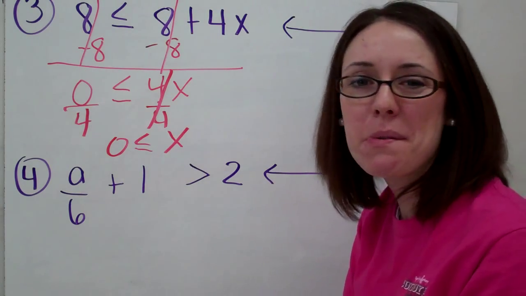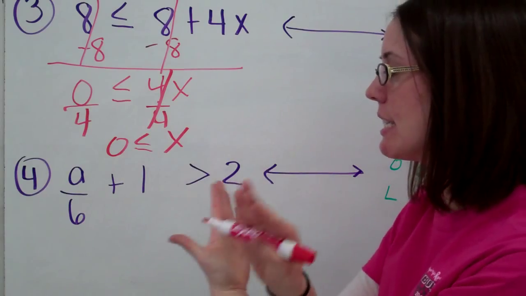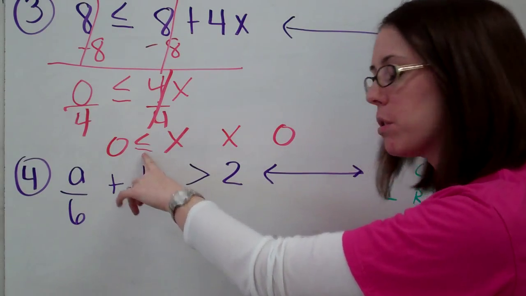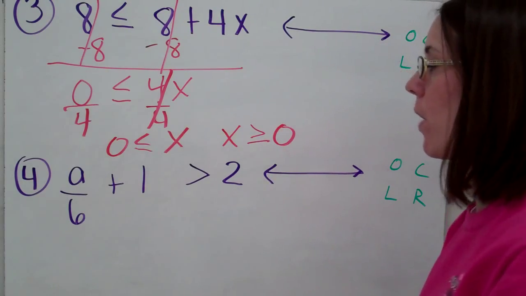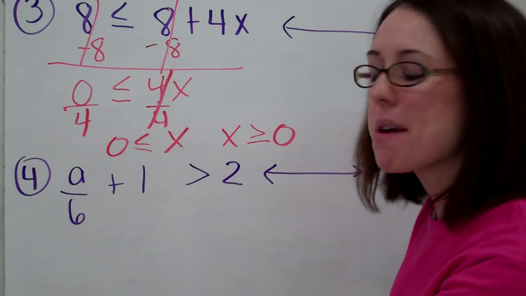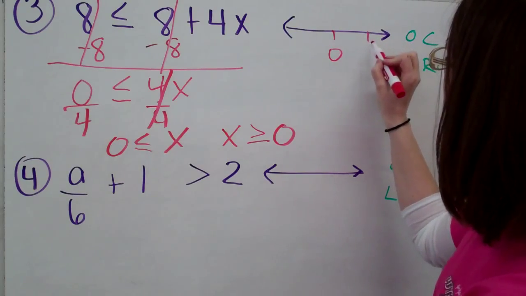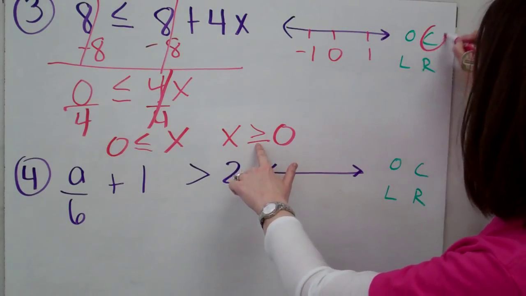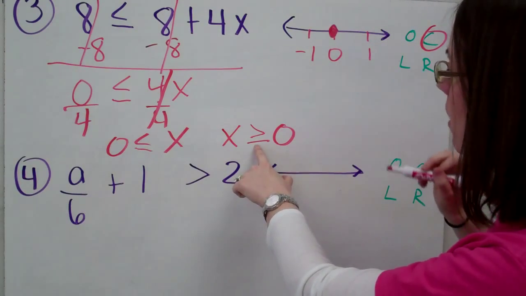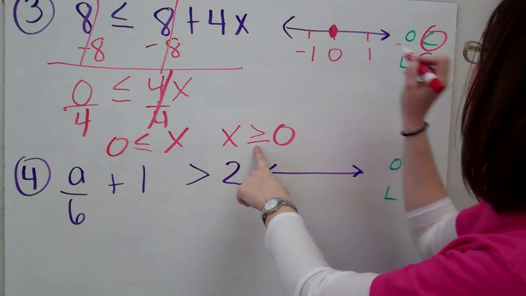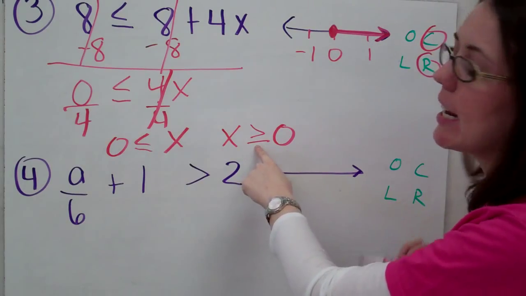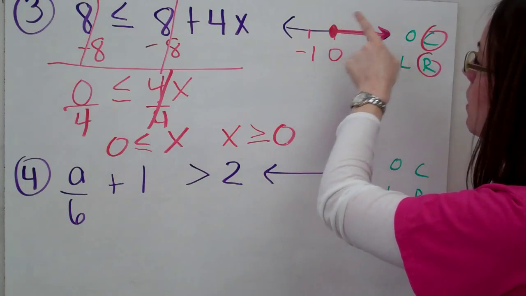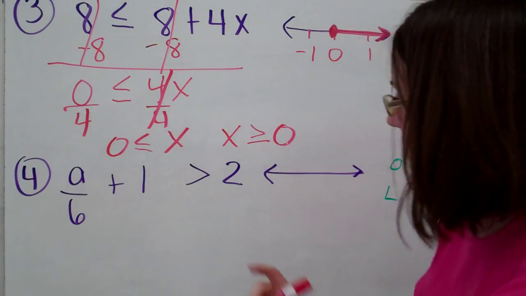Again, we have a problem. We want that variable on the left-hand side, so let's flip it. X and 0 and less than or equal to becomes greater than or equal to. Let's graph this on our number line. 0 in the center, 1 to the right, negative 1 to the left. We know it's going to be a closed circle on 0, and we're going to shade to the right. That means that any number greater than or equal to 0 is a solution. So 0 on up is a solution.